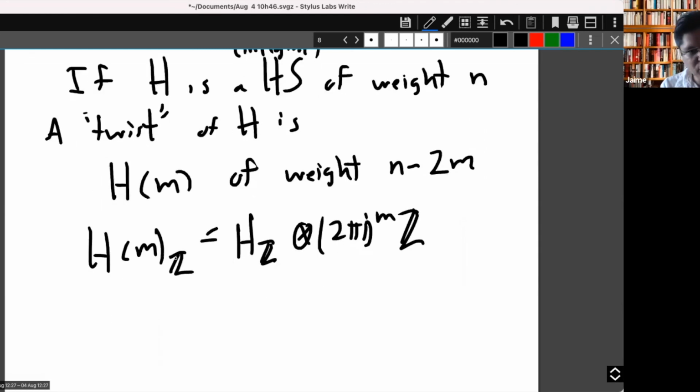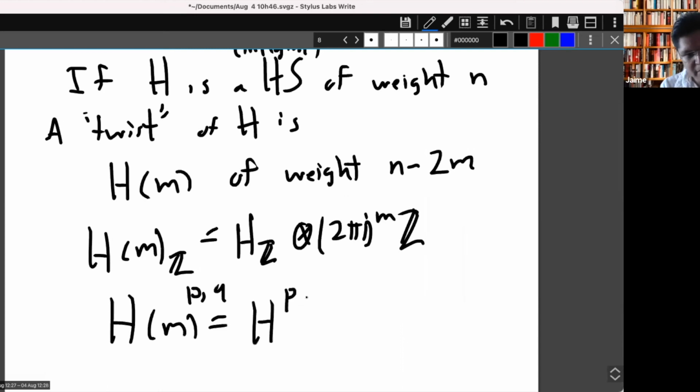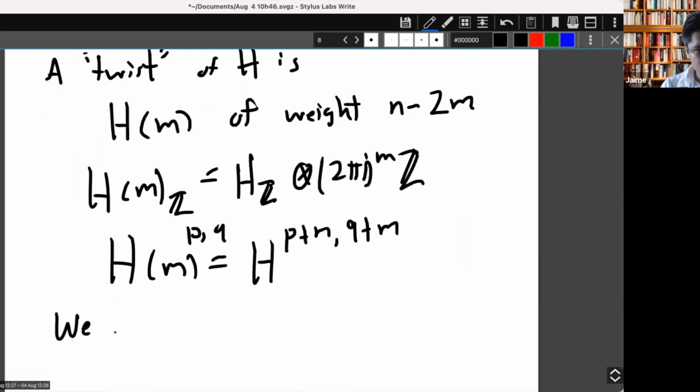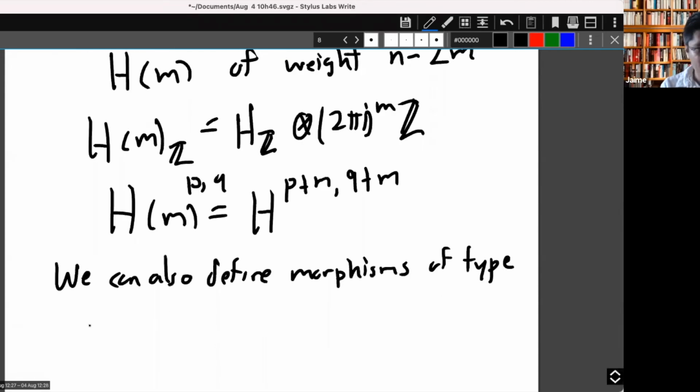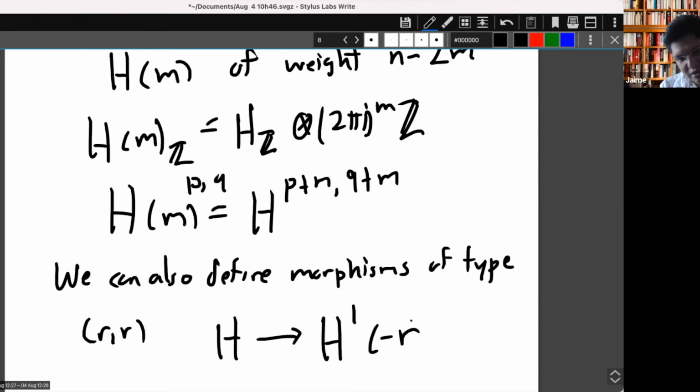Okay, and so what would be the decomposition then? It would be H(m)^{p,q} equals H^{p+m,q+m}, right? And we can also define morphisms of type (r,r), which go from this structure to another structure, but you have to introduce a twist so you get something in the same weight, so that the definition agrees with the definition I gave for morphism of Hodge structures. If they have different weights, you can always move things a little bit with twists, so you have something that goes to the right weight. Okay.